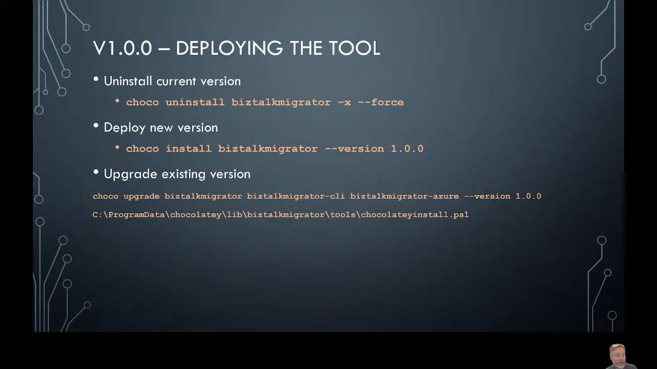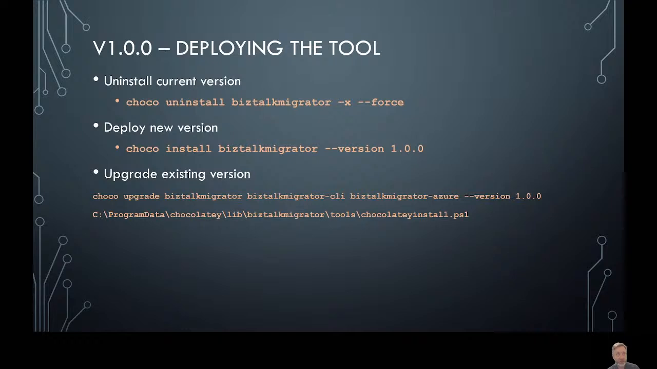Deploying the tool. I would say the best way of deploying the new version is to uninstall the existing version. And you do that with a choco uninstall BizTalk Migrator, and then you do a -x, and that will mean it will also uninstall all the related packages, and then a --force, and that will force it to do an uninstall even if it's changed. The BizTalk Migrator is made up of 3 different packages, so you have to use the -x to tell it to uninstall them. Then deploy the new version with choco install BizTalk Migrator --version 1.0.0.